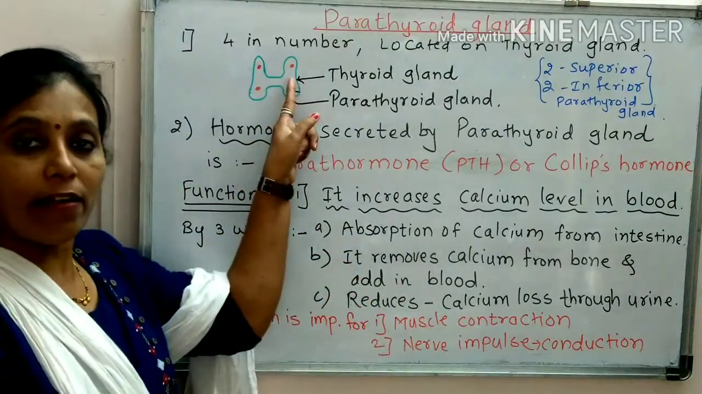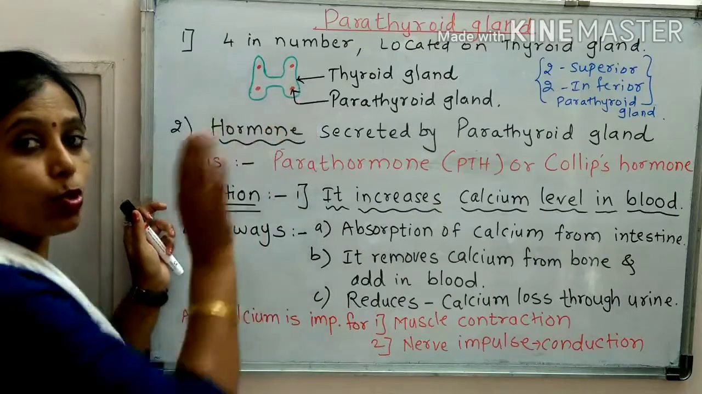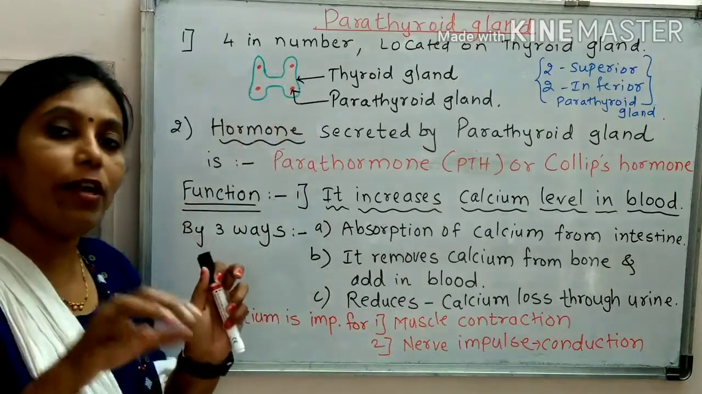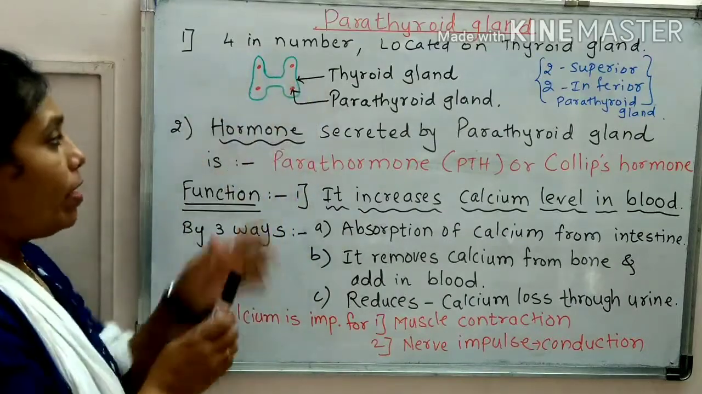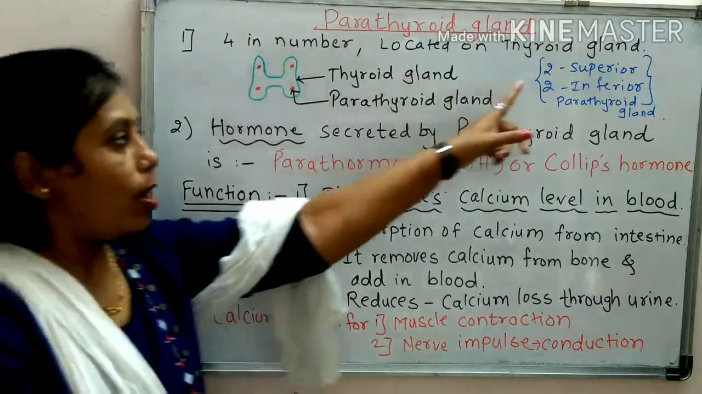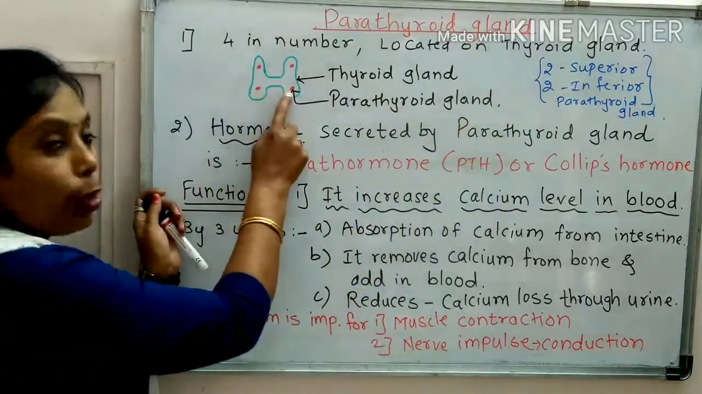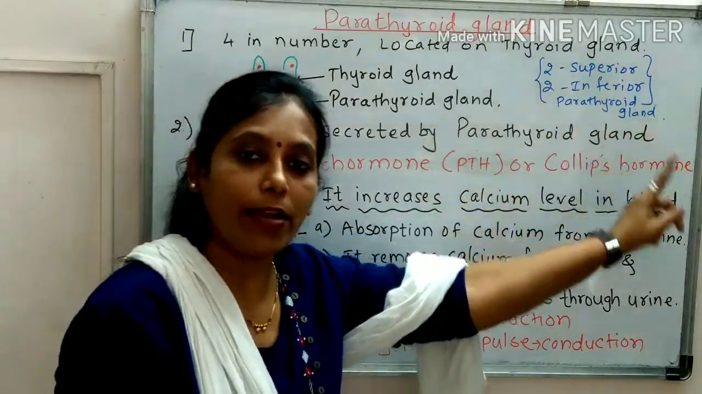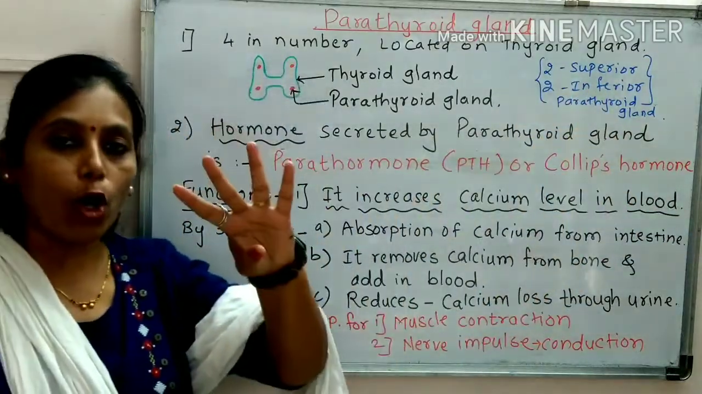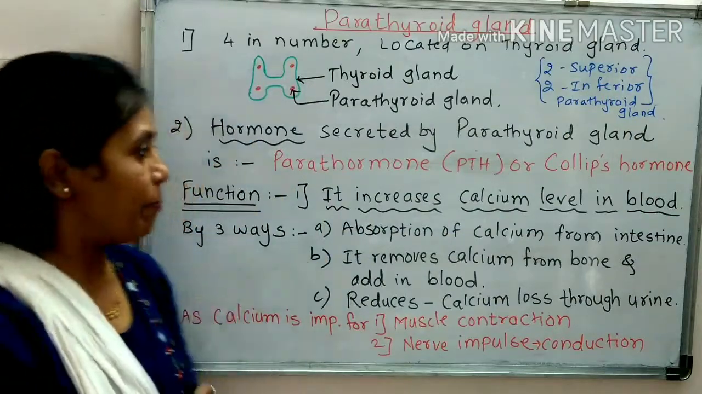This is the green colored thyroid gland, and these total 4 lobes of the parathyroid gland are present on this thyroid gland. The upper 2 lobes are called superior parathyroid gland and the lower 2 lobes are called inferior parathyroid gland. So a total of 4 lobes of parathyroid gland are present on the thyroid gland.